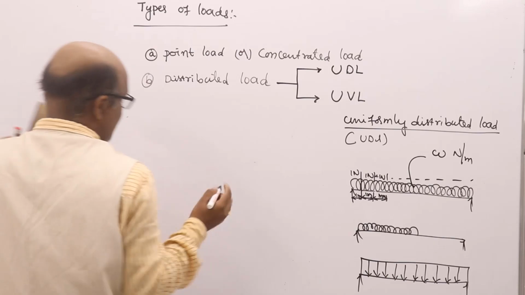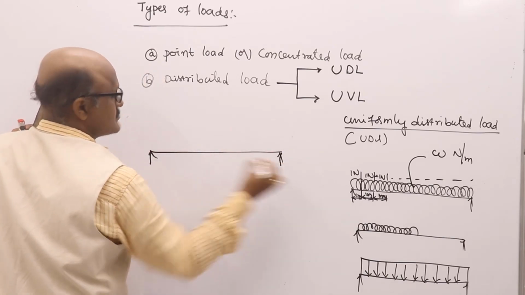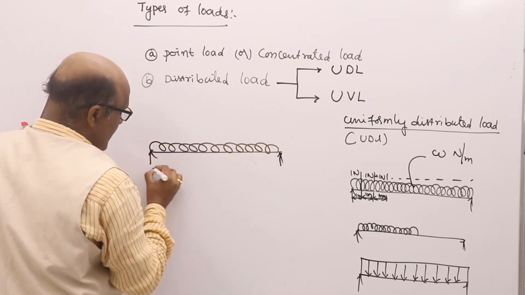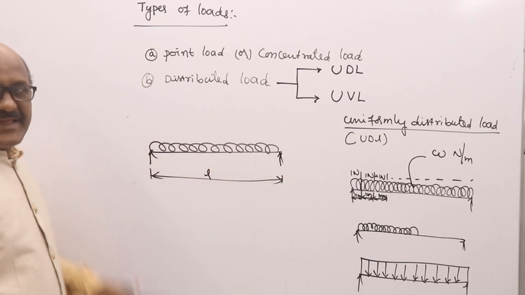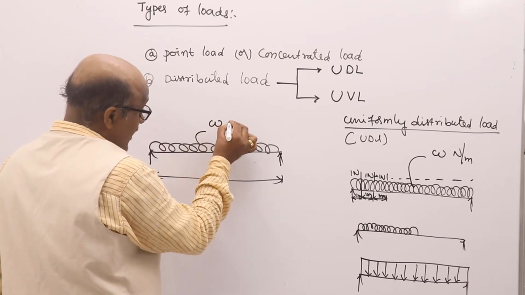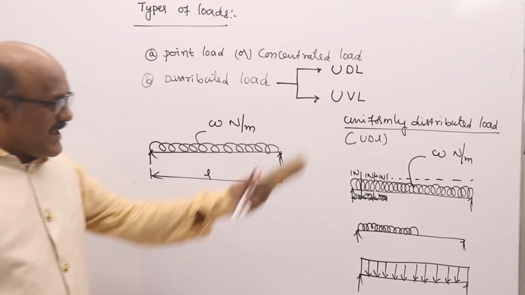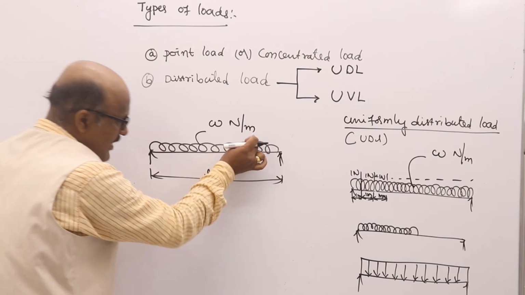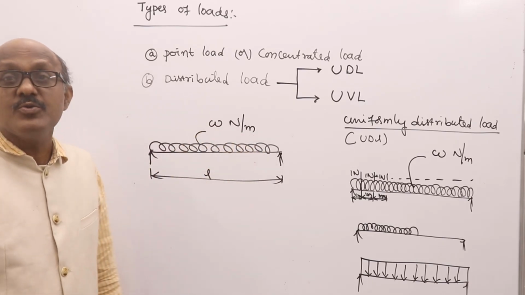Now, for example, the length of the beam is L. Suppose the UDL is acting like this. The total length of the beam is equal to L. This load is W Newton per meter. UDL is represented with W Newton per meter. So for every 1 meter, W is acting. For L meters, what is that? W into L.